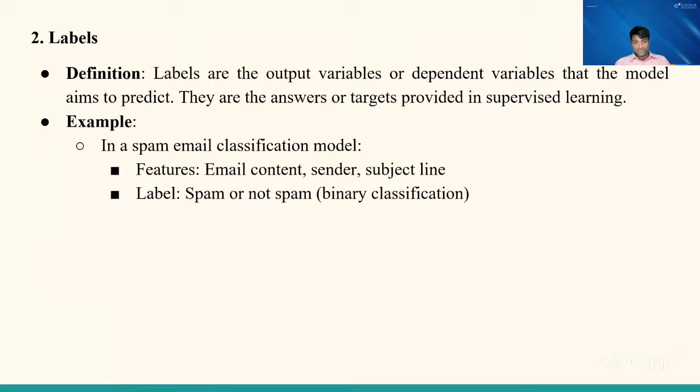So next is the labels. Labels are nothing but the dependent variables, or target variable, you can say. Let us understand with an example. It will be easy to understand through an example. So if you take spam filtering, right? Email spam filtering: the sender, the subject line, whether it is spam or ham. So the features here are email content, subject line, or sender. But what is the label here? Spam or not spam?